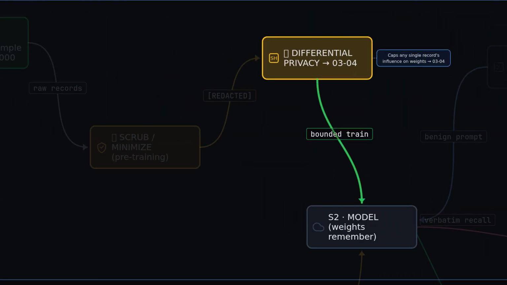And bound the memory itself. A differential privacy dial on the training path caps how much any single record can influence the weights. Even if a record slips past scrubbing, it can't dominate the model. We visualize exactly why that works next episode.